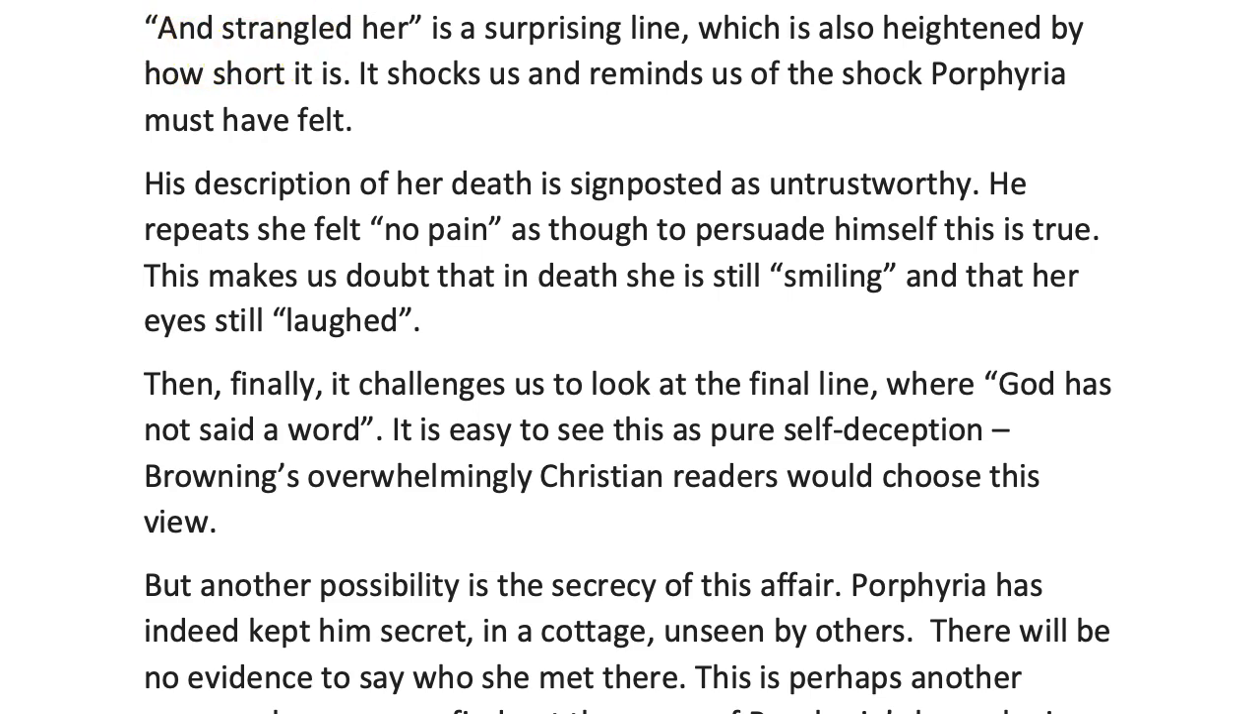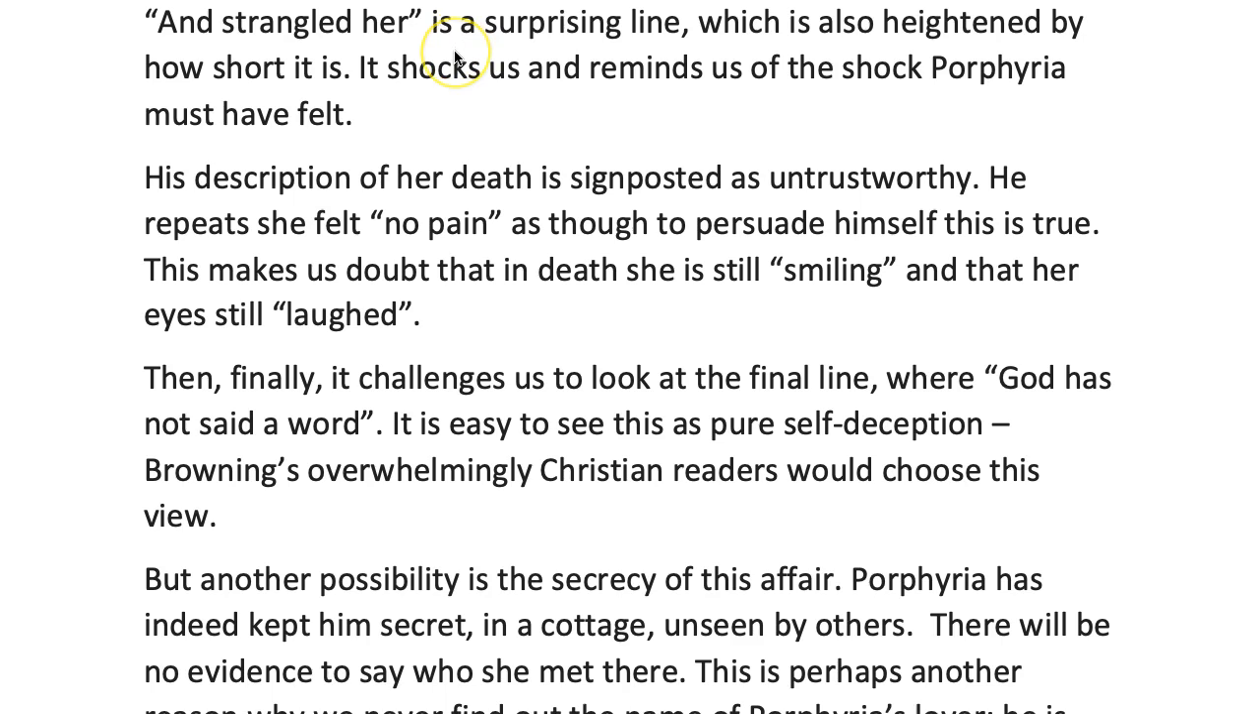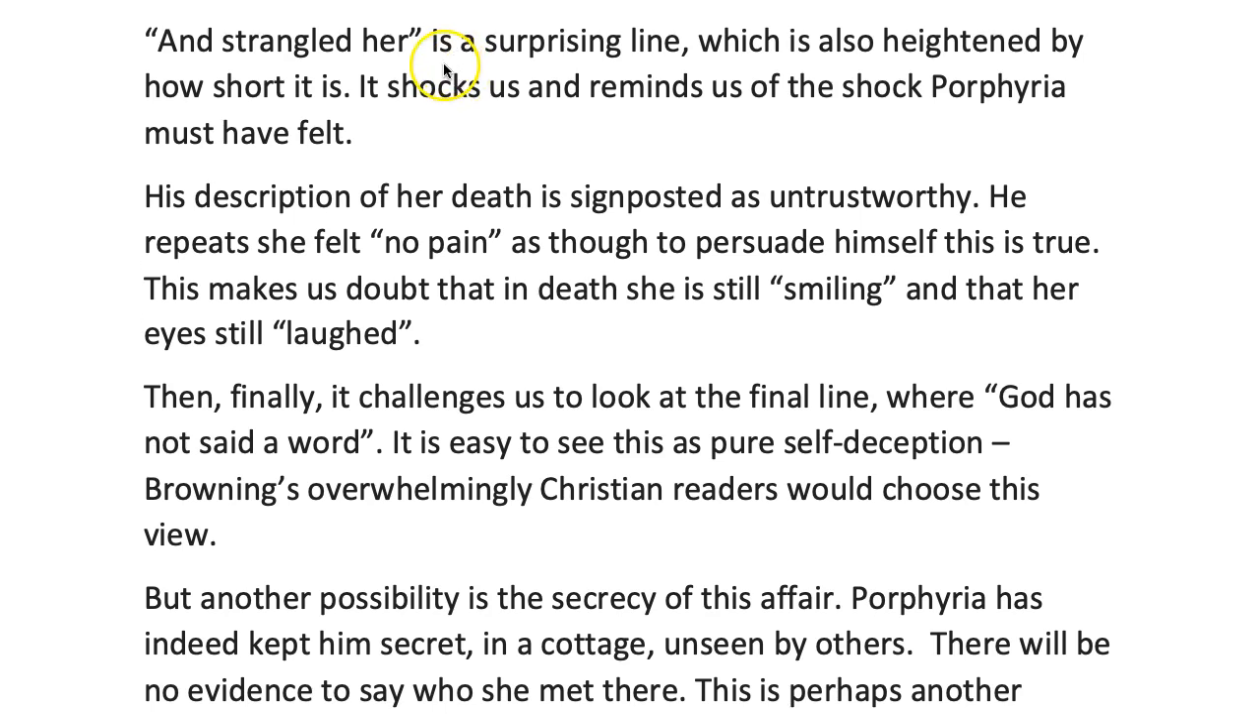So the final line, in the way I've organised the stanza, therefore comes as a surprise to us, to mimic the surprise that she would have. She's totally not expecting this. And that's also heightened by how short the line is. The surprise is heightened. It shocks us and reminds us of the shock Porphyria must have felt herself.